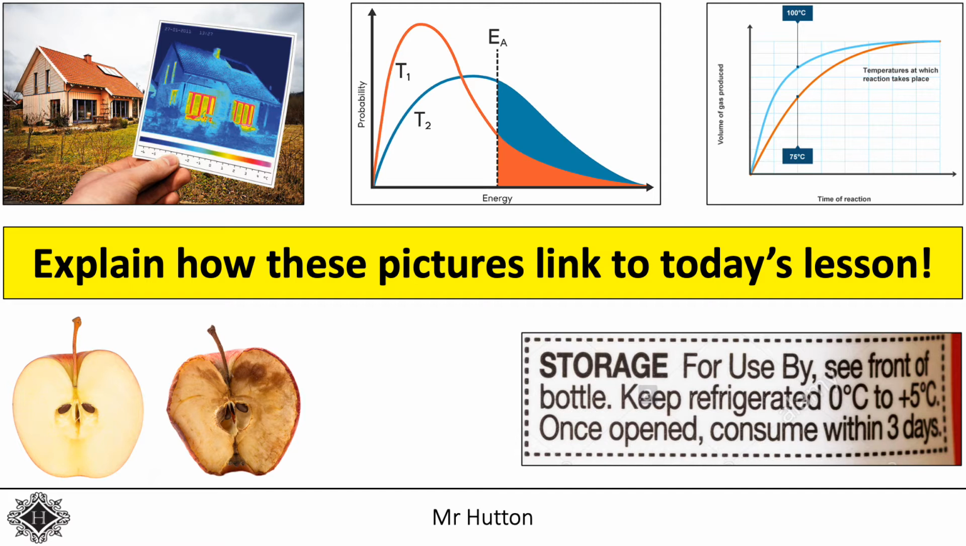And there's a storage label there for some kind of food. It says to keep refrigerated once opened. So again, this is the reason we put things in the fridge: to slow the rate of reaction they're having with oxygen that normally makes them go off. We're trying to slow that down. And putting things in the freezer, you're really trying to stop reactions altogether.